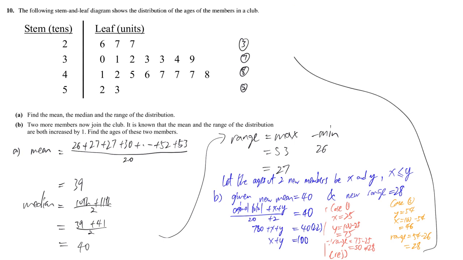And then we have to draw the final conclusion below. The question asks us to find the two ages. So therefore we have to answer the question directly. The ages of the two new members are 46 and 54. Make sure you answer directly what is being asked.